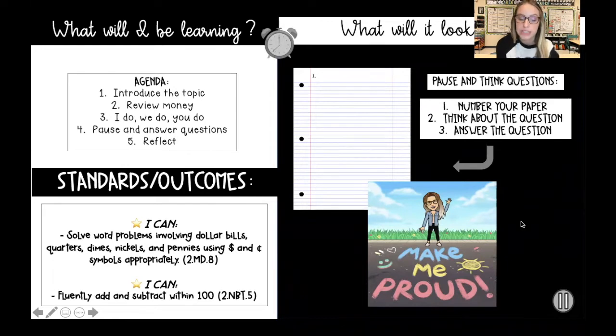Our 2 standards and outcomes are in I can statements, so I can solve word problems involving dollar bills, quarters, dimes, nickels, and pennies using the money sign and the cent symbols appropriately. I can also fluently add and subtract within 100. I went ahead and added an example of what your paper should look like when we do our pause and think questions. So first you'll number your paper, then you'll think about the question and then answer the question. So make sure you're thinking thoroughly before you answer your questions.